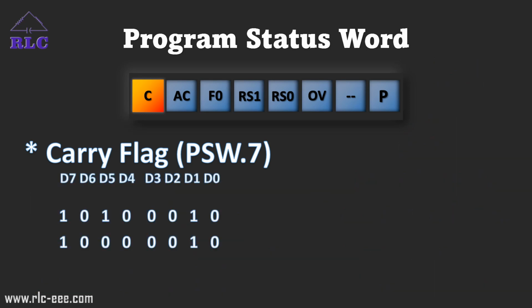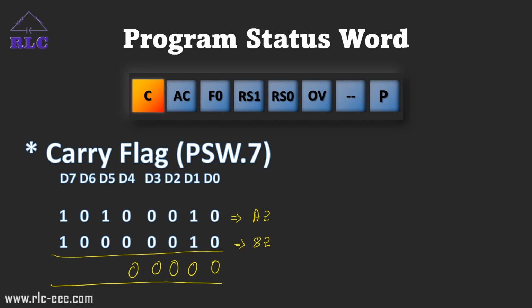Now we'll consider the same two numbers. Here it's been interchanged. This is A2, this is 82. Now we'll do the subtraction operation. So 0 minus 0, it is 0. 1 minus 1, 0, then 0, 0, 0. 1 minus 0 is 1, 0 minus 0 is 0, 1 minus 1 is 0.